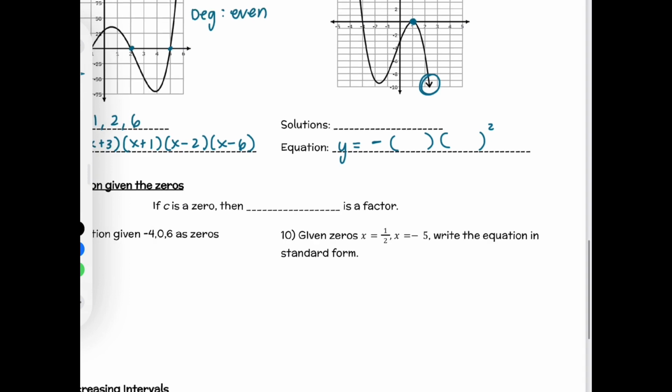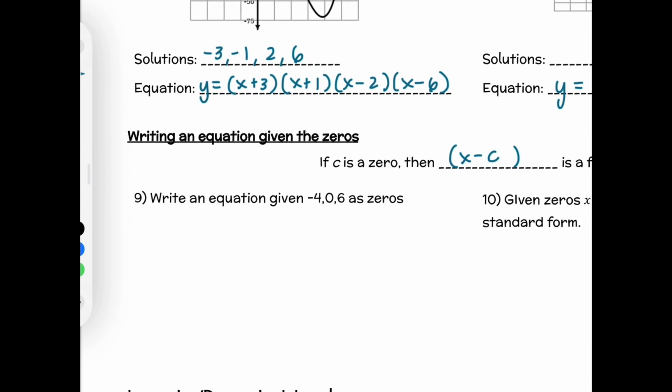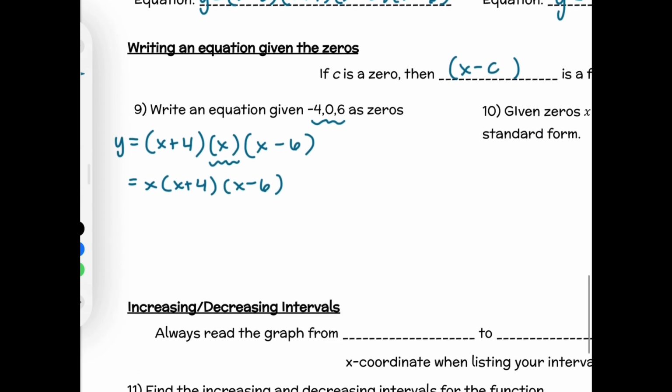All right, if we look at equations given zeros, if c is a 0, then x minus c is a factor. So what we're going to do is write all of our zeros as factors and then multiply. So I'm going to write this as y equals x plus 4, we have an x, and we have an x minus 6. So when you have just a solo x like that, we want to put it out front.